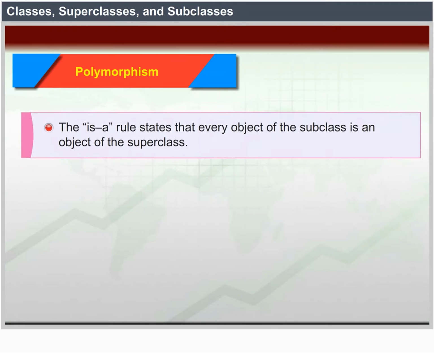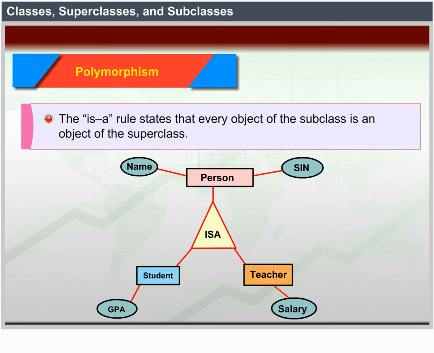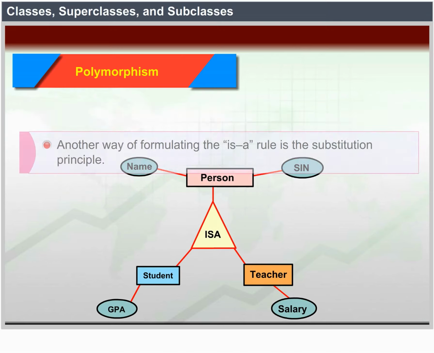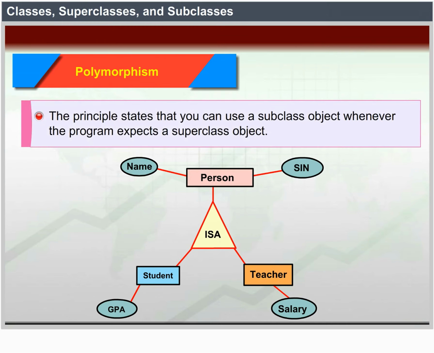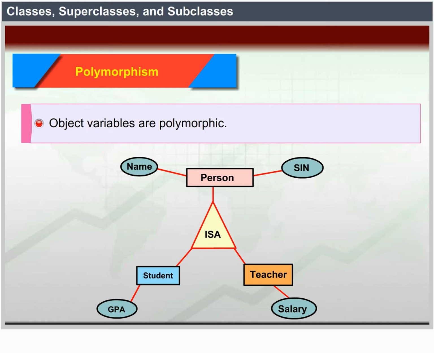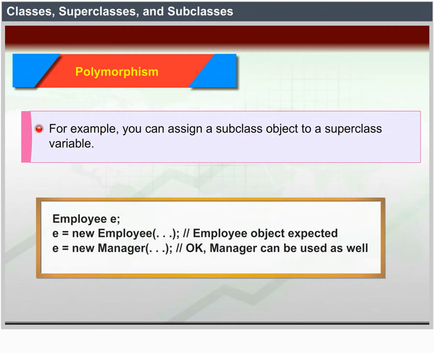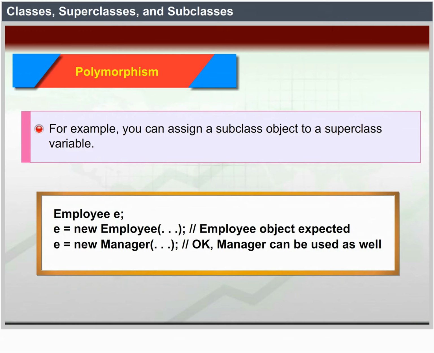Polymorphism. The is-a rule states that every object of the subclass is an object of the superclass. Another way of formulating the is-a rule is the substitution principle. The principle states that you can use a subclass object whenever the program expects a superclass object. Object variables are polymorphic. For example, you can assign a subclass object to a superclass variable.